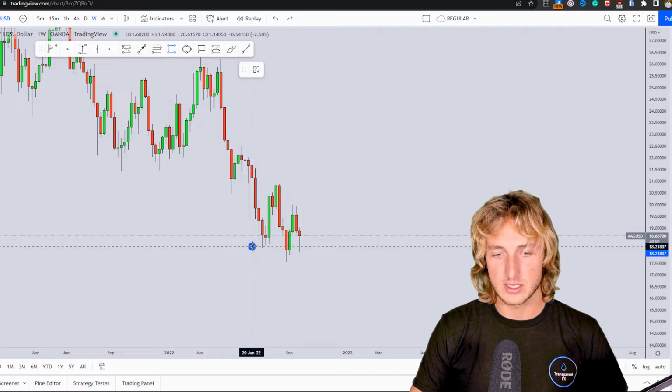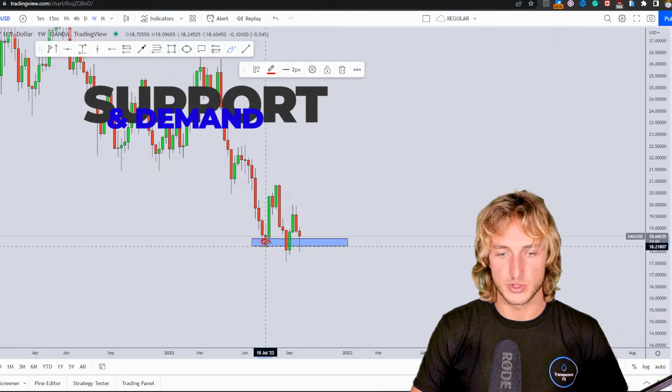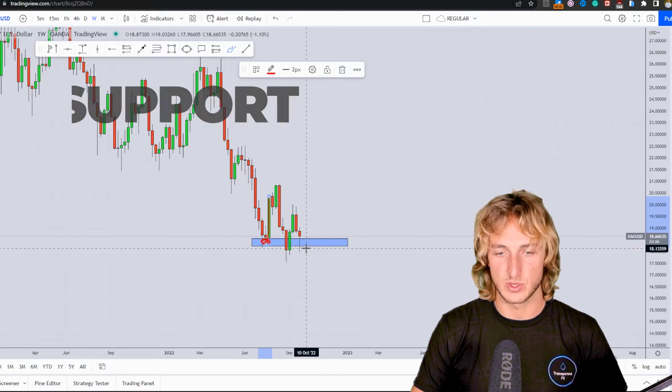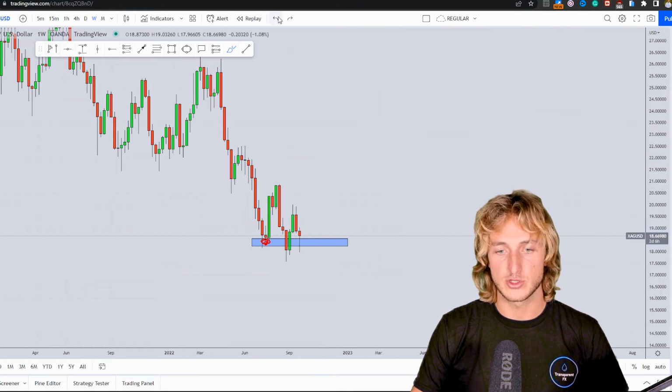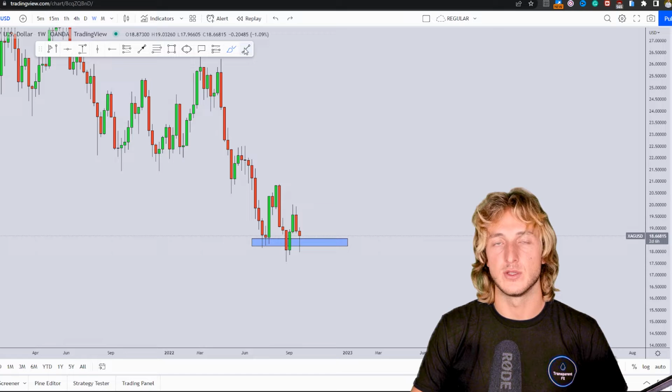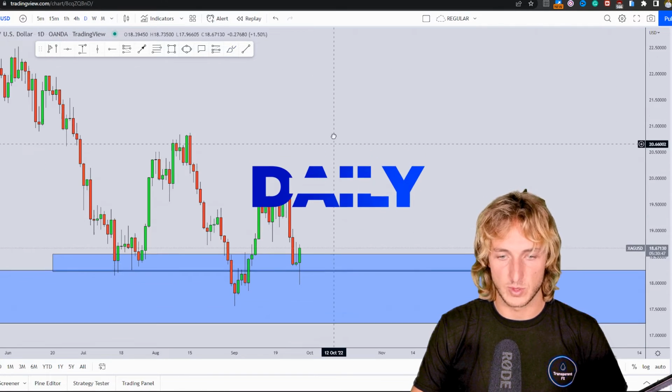And at the moment, we're testing also here previous support and demand, from which this strong rejection to the upside was created, which is now again here support and demand, from which a potential rejection higher could be created as well. If we drop down on the daily time frame, what do we notice?